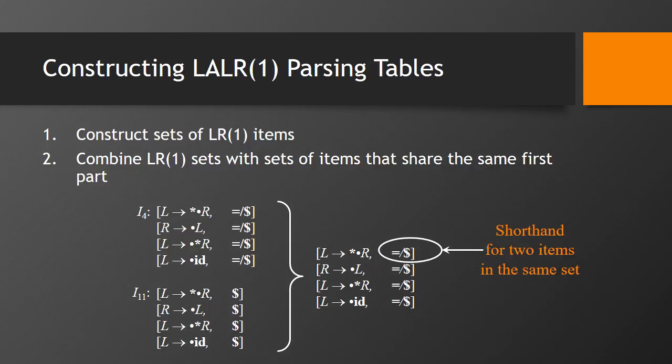So now we will explain construction of the LALR1 parsing table. We have already constructed the sets of LR1 items. Now we will combine LR1 sets that share the same first part. In I4 and I11, the first part is the same, that is L gives star dot R, R gives dot L, L gives dot star R, L gives dot ID. So the first part is the same, so we will use a shorthand for two items in the same set.